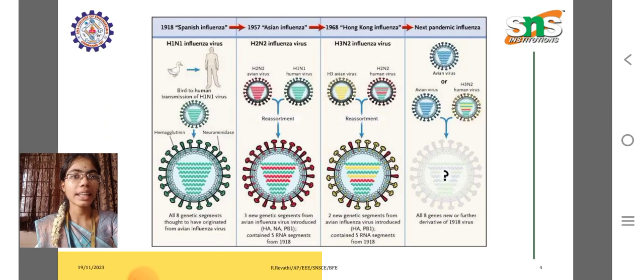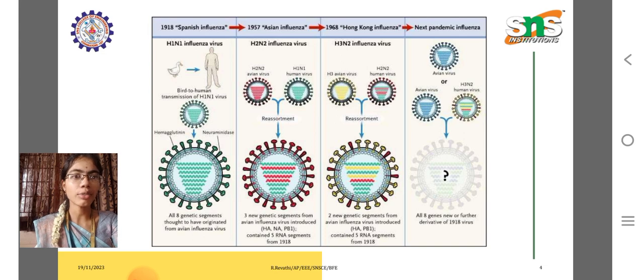Types. In 1918, influenza was commonly called Spanish influenza. That is the H1N1 virus that spread from birds to humans. Transmission of the H1N1 virus is mainly from birds to human beings.